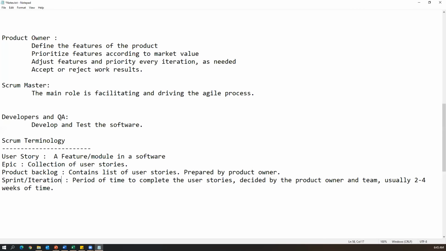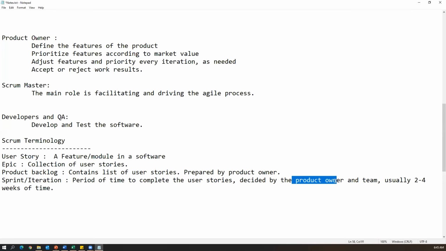These are the technical terms. So what does sprint or iteration mean? A period of time or span of time to complete user stories. Complete user stories in the sense that you should complete the design, development, testing, everything. The entire process should be completed for that particular feature or those particular features. That is called a sprint, and the sprint is decided by the product owner and the team.